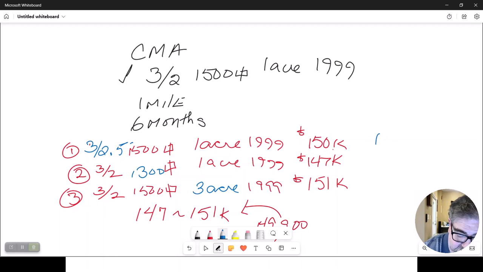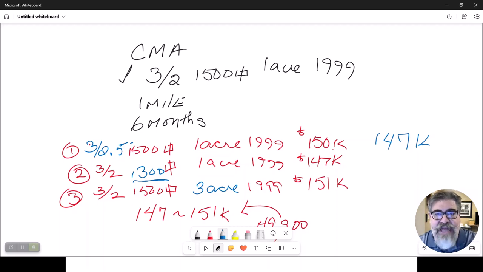And then you would go, okay, so that would be about $147,000 because I had to adjust it down for my smaller home. And then you look at the second one and go, okay, well, this one's close, but it's 1,300 square feet. My house is bigger. And if they paid $147,000 for this 1,300 square foot home, they would pay more for a 1,500 square foot home. Well, how much would they pay?